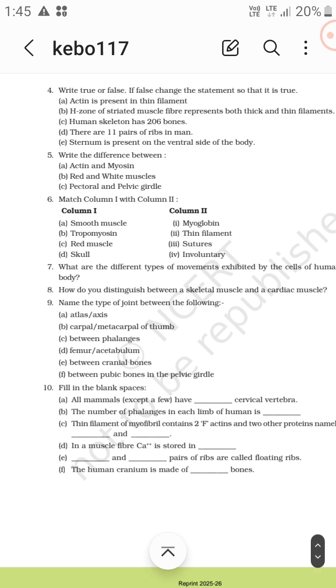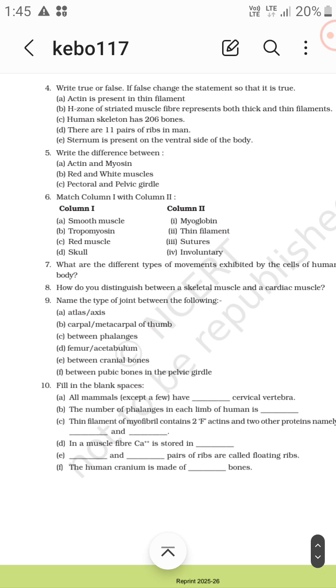Exactly right. Write the difference between actin and myosin. So actin has the monomeric unit, and myosin is the A band, and actin is the I band. Writing anisotropic and isotropic, you can say anisotropic. Then white and red muscles: in red muscles, mitochondria are higher in number, and sarcoplasmic reticulum is very low.